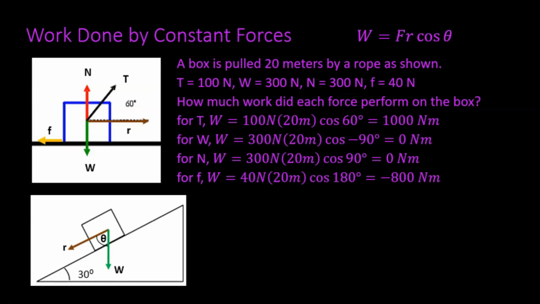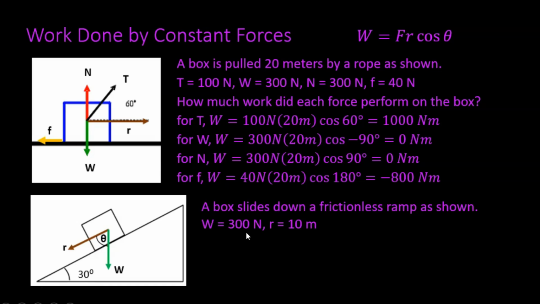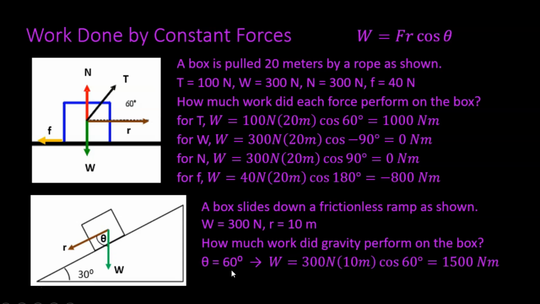Looking at a different situation, here we have a box that is sliding down a frictionless ramp. The box has a weight of 300 newtons and its displacement is 10 meters, and we want to know how much work did gravity perform on the box. So we have our force vector, our displacement vector, we have our angle theta, which is going to be 60 degrees between the two vectors, and we can calculate the work as 1500 Newton meters.